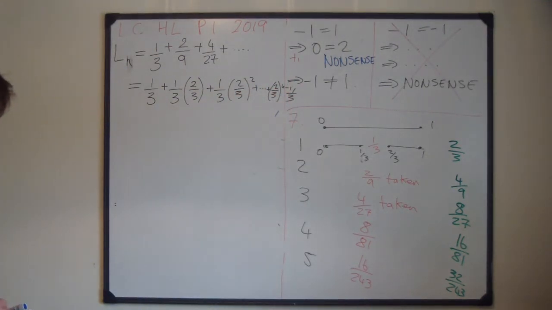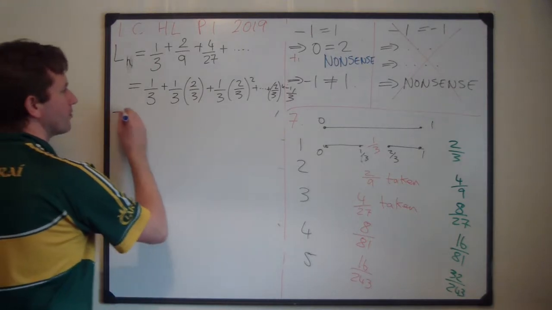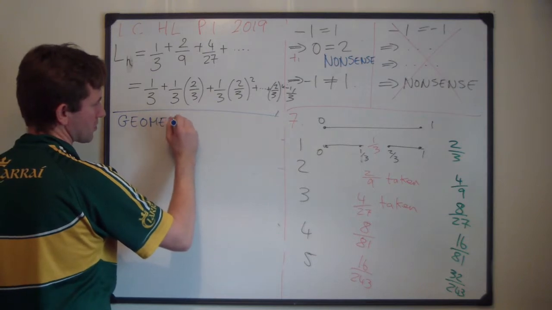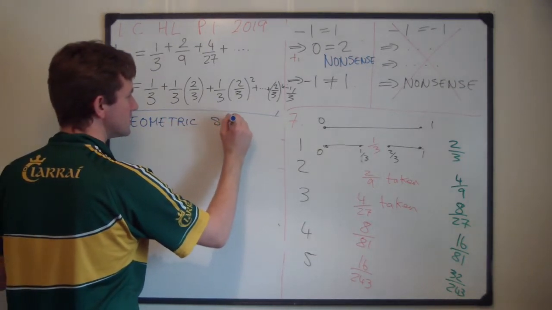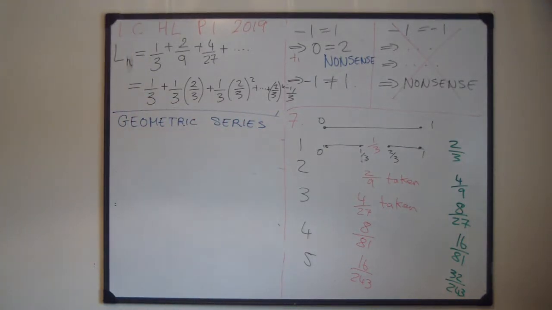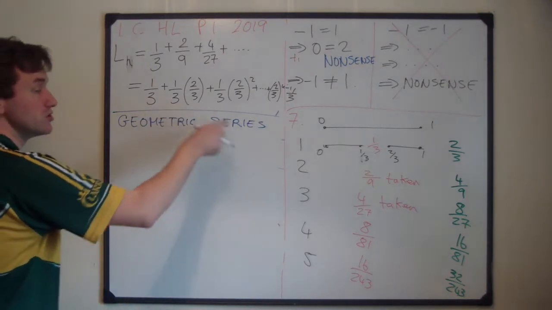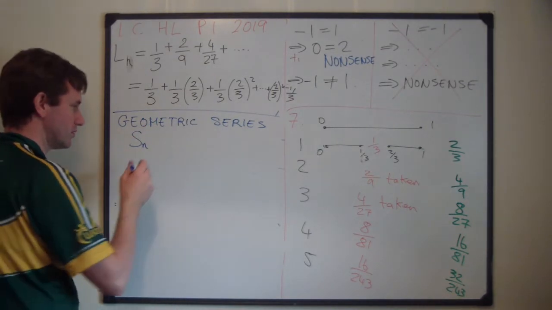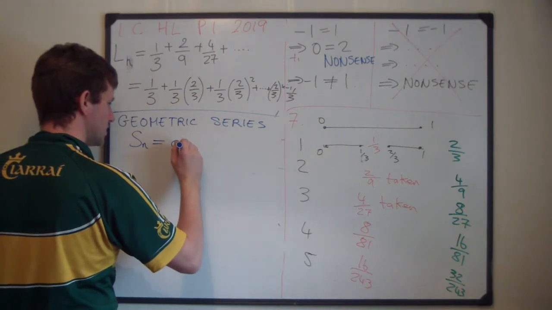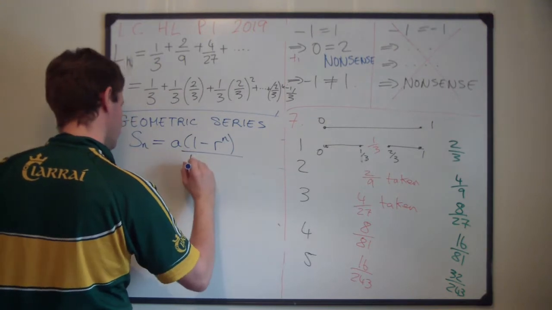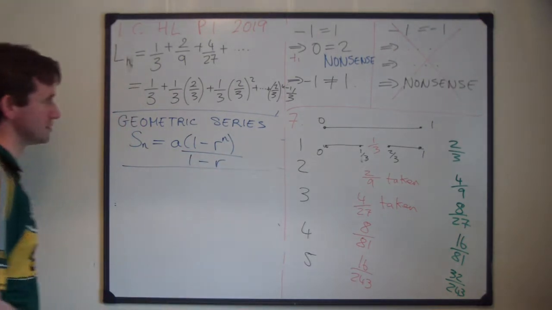But this is a geometric series. Geometric means you've got a sequence where you get from one term to the next by multiplying by a fixed constant, in this case 2/3. And series means you're adding them up. And I think the formula for the sum of the first n terms is a times 1 minus r to the n, divided by 1 minus r. Now that formula is in the tables.